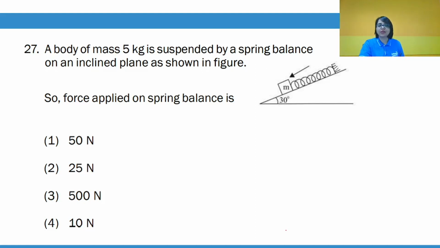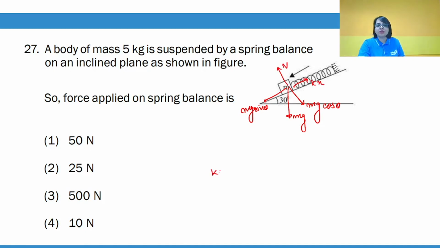Question number 27. A body of mass 5 kg is suspended by a spring balance on an inclined plane as shown in the figure. So force applied on the spring balances. So this force will be mg. This will be mg sin theta. This force will be mg cos theta, and this will be normal, and this is kx.